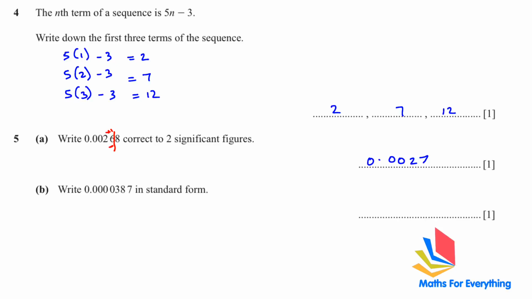0.0027. Next, write this number in standard form. Whenever we write in standard form, we should have only one number before the decimal. So 3.87 multiplied by 10. How many places did we shift our decimal? 5 places. When we shift the decimal to the right hand side, the power becomes negative.